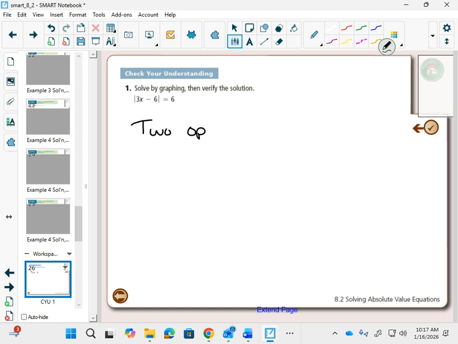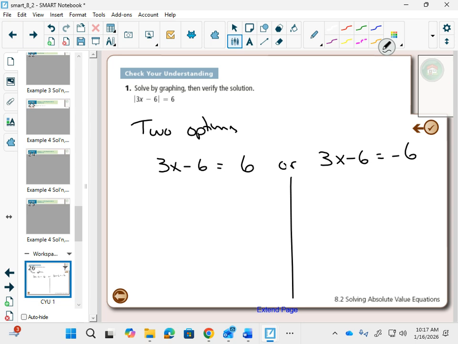There's two options for this. The inside could equal 6, or the inside could equal -6. Split up your two options, solve both of them. See what you get. 4 and 0. So this will be 3x equals 12, x equals 4, and this one will be 3x equals 0, so x equals 0.